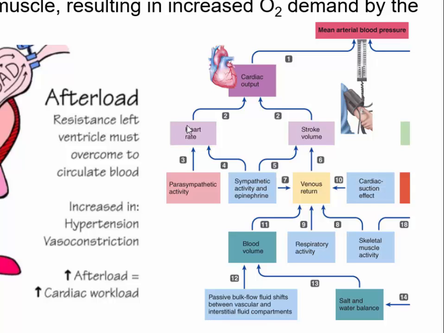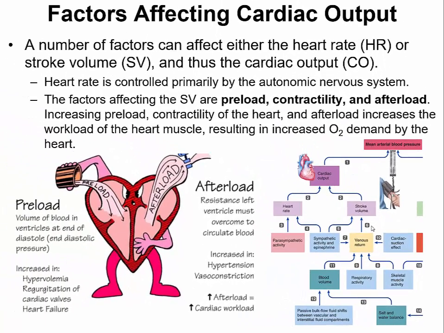Looking at heart rate specifically, it is affected by your sympathetic and parasympathetic nervous systems, which make up the autonomic nervous system. Stroke volume can be affected by the sympathetic nervous system, as well as hormones such as epinephrine, and venous return to the heart, which is how much blood is returned to the heart. The factors affecting stroke volume are preload, contractility, and afterload. An increase in the preload, the contractility, or the afterload of the heart is going to increase the workload of the heart, resulting in increased oxygen demand of the heart.